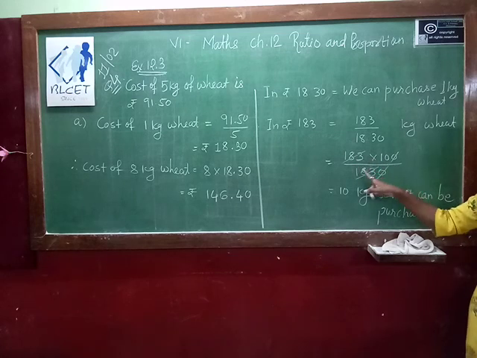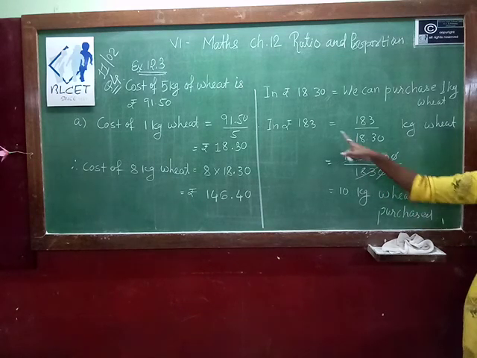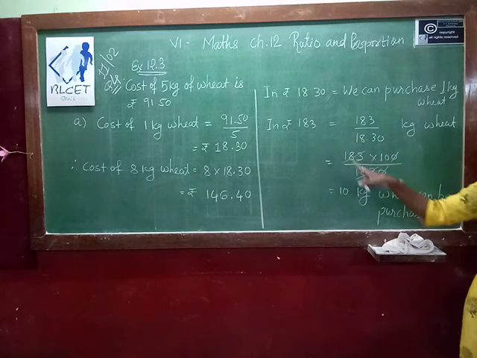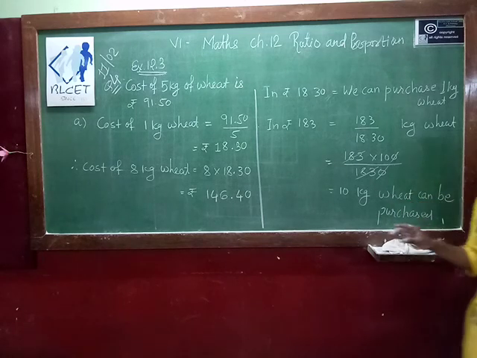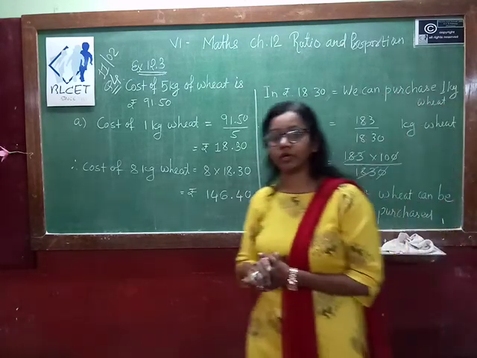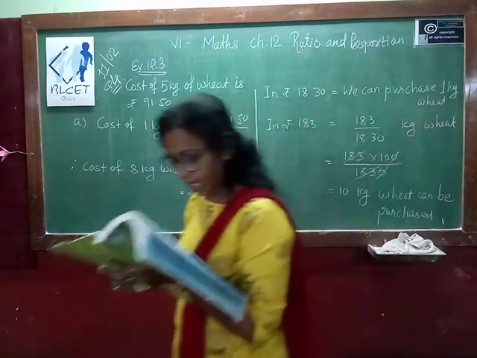183 into 100 divided by 1830. 0 will get cancelled. 183 will get cancelled. So what is left? 10. So in rupees 183 you can buy 10 kg wheat. Okay. So 10 kg wheat can be purchased in 183 rupees. So this is all about your question number 4. Move on to the next question. Question number 5.